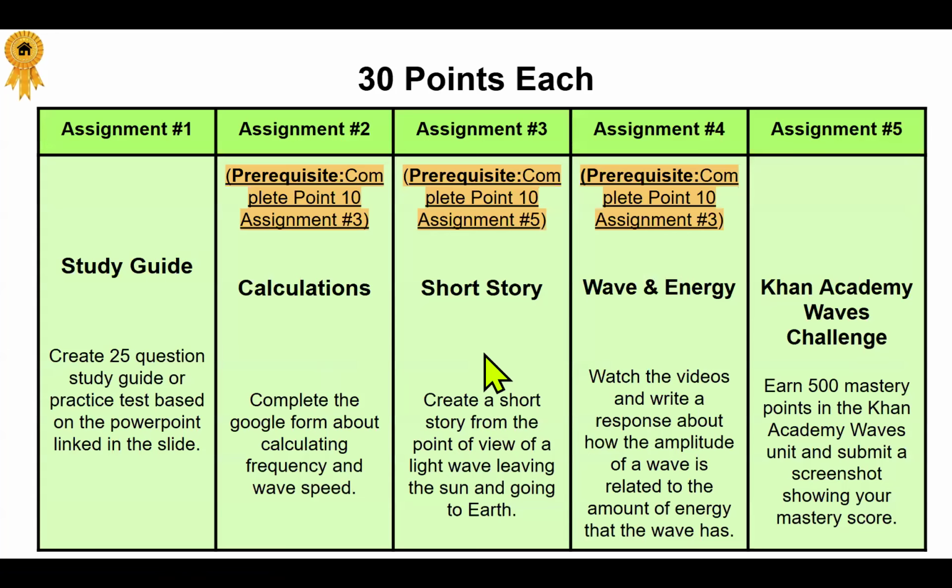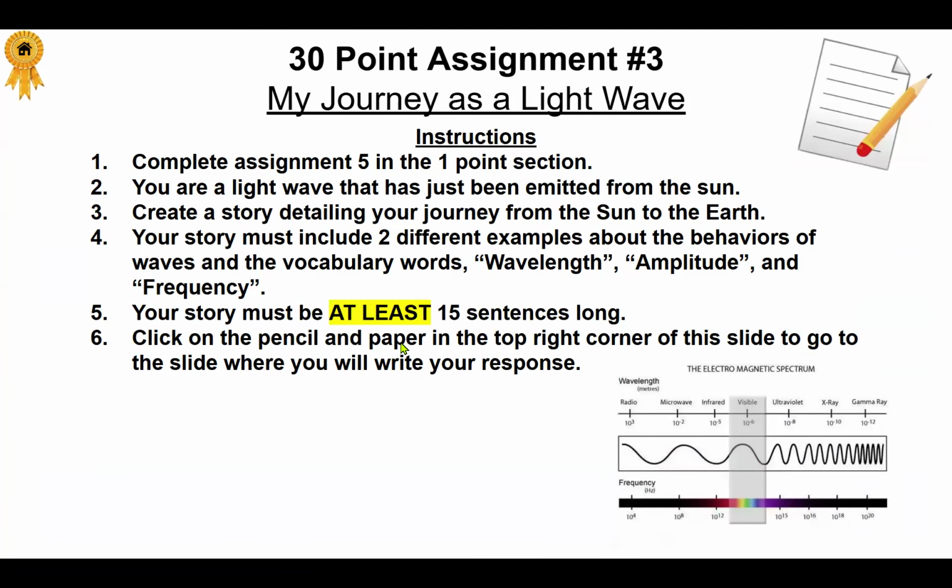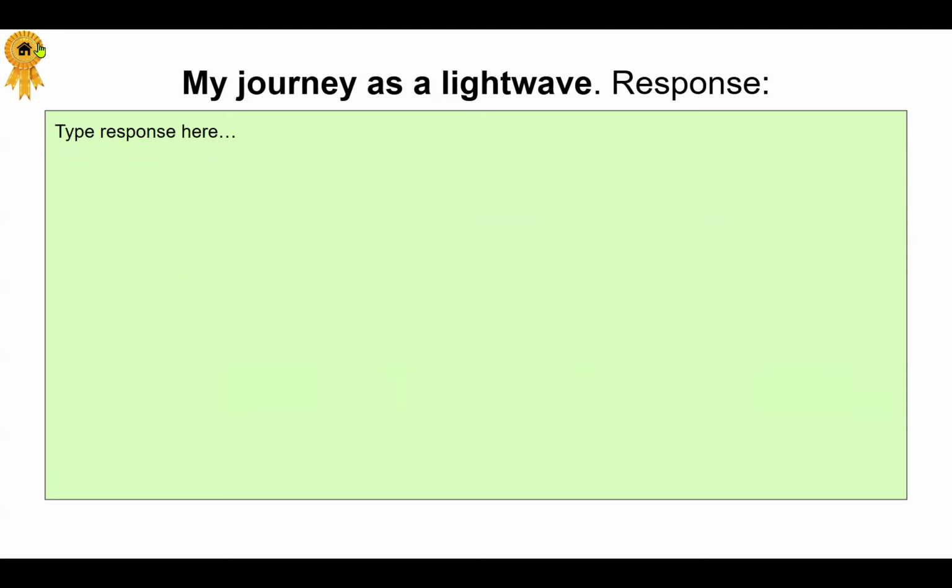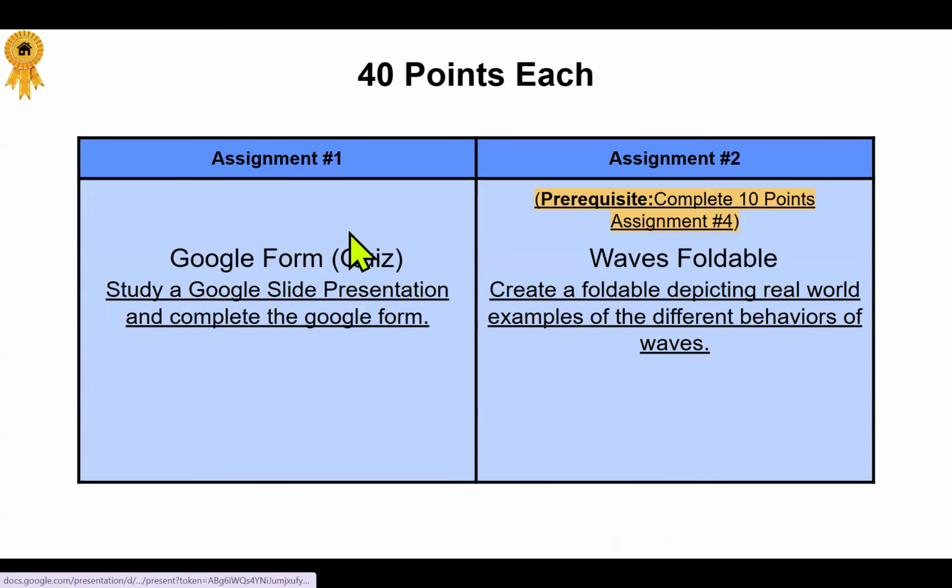Nice. Let's look at some 30-point assignments. Okay, you have 5 different assignments. These are all linked, so then it will take you to it. And then you can click to find more information. Oh, oops. Yeah. So if you're writing a story about your light wave, it would be here, and then you would write your story. 40-point assignments, there's 2 different options, a quiz or a foldable. Instructions, all the instructions, and there's examples, and then the final 50-point assignments, there's a gizmo or a CER.